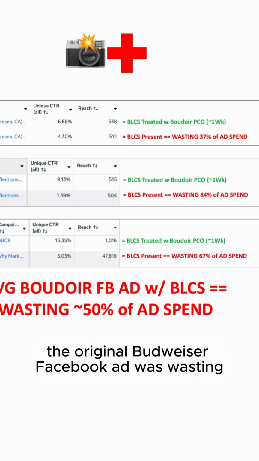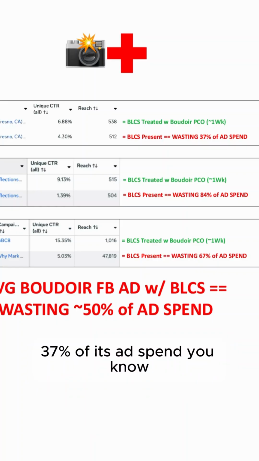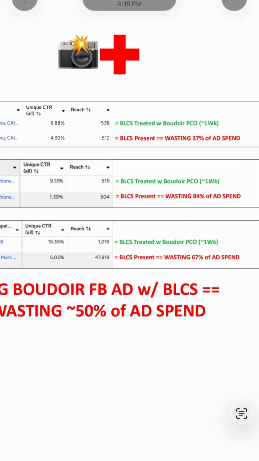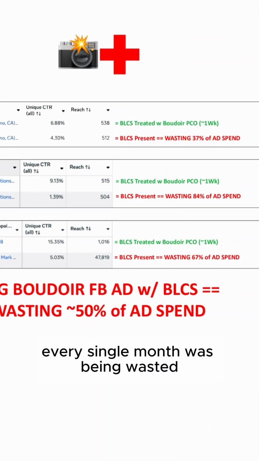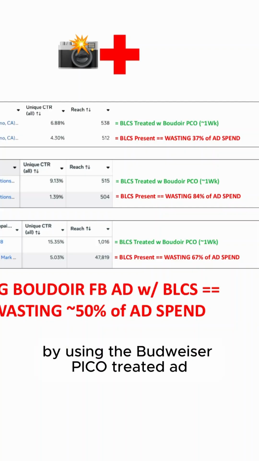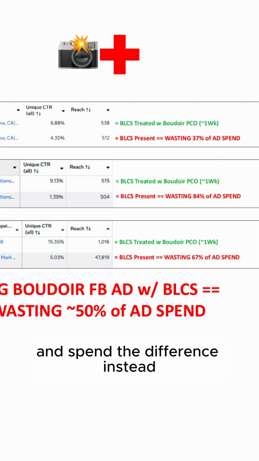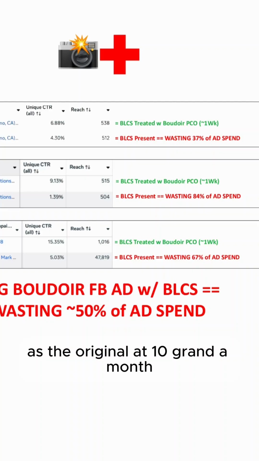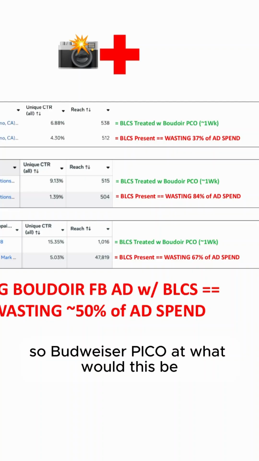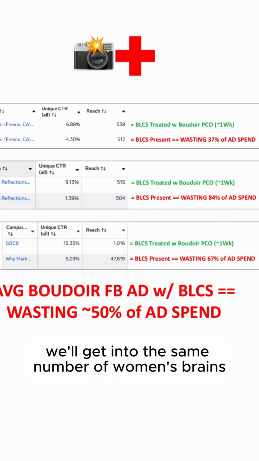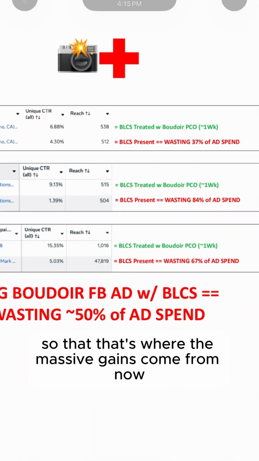We found out the original Boudoir Facebook ad was wasting 37% of its ad spend. So instead of spending 10 grand a month on their Boudoir Facebook ads, $3,700 every single month was being wasted. What we can do is eliminate that waste by using the Boudoir Pico treated ad and spending the difference instead. Boudoir Pico, at what would be $6,300 a month, will get us into the same number of women's brains as the original at 10 grand a month. That's where the massive gains come from.